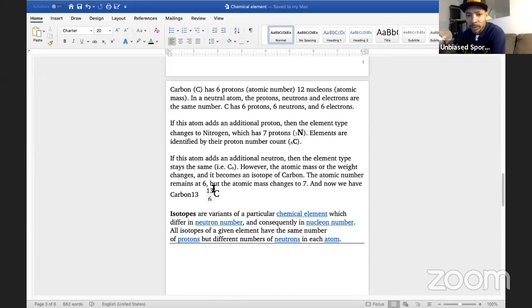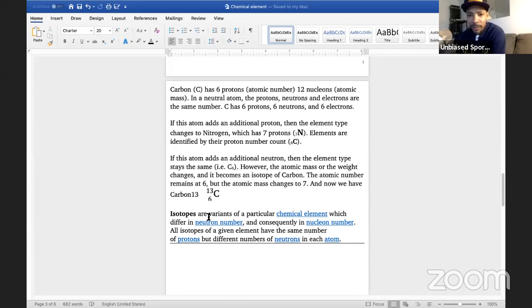Remember, 13 represents the total number of protons and neutrons. So if you add an extra neutron to an atom of carbon, you get 7 neutrons and you still have your 6 protons. 7 plus 6 is 13. So that becomes a new weight of the atom, okay? But you still have your 6 protons, so you still are dealing with carbon.